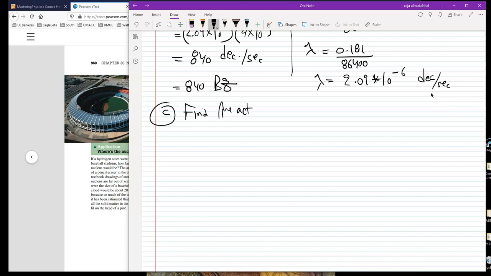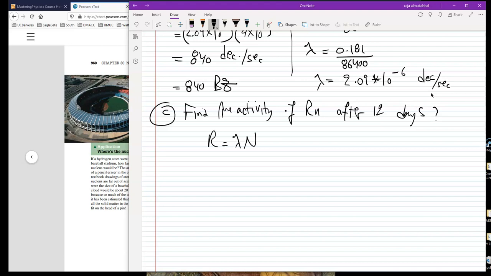Okay. The last part of the problem, part C, says find the activity of the radon sample, Rn, after 12 days. How do I do that? Well, it is R equals lambda N.